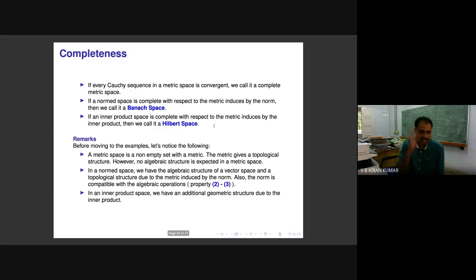So let me just make these remarks once again. You can see that a metric space is simply a non-empty set with a metric. You don't have any algebraic structure there. It can be any non-empty set. You can give a metric on any non-empty set. No algebraic structure is expected in a metric space. But in a normed space, we already have an algebraic structure of a vector space and a topological structure due to the metric induced by the norm. And also this norm is compatible with the algebraic operations by the triangle inequality and the other one. And in an inner product space, we have all these things, and in addition, we have a geometric structure due to the inner product.